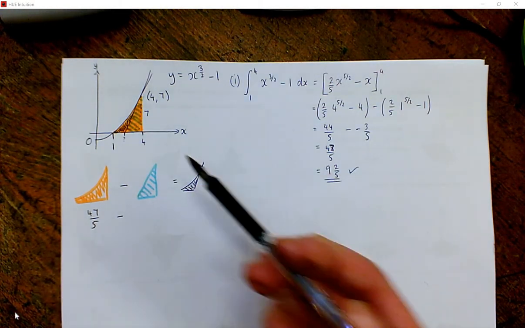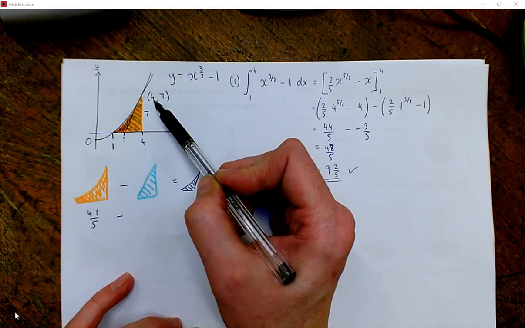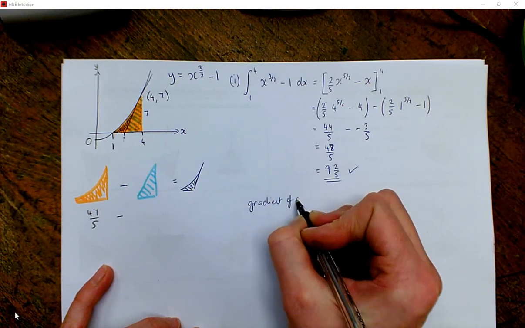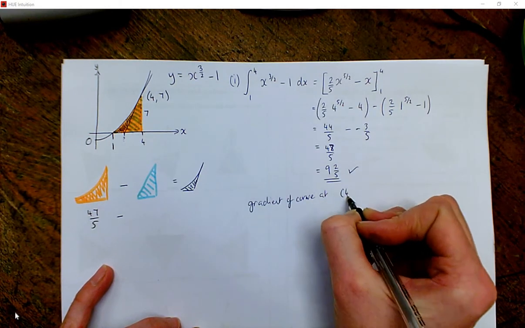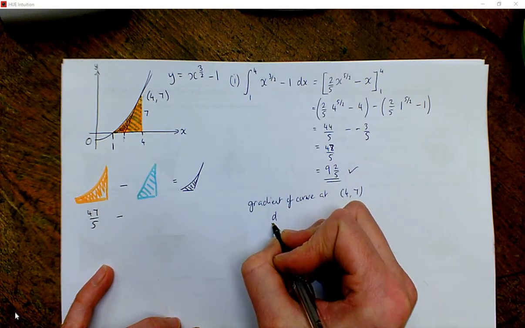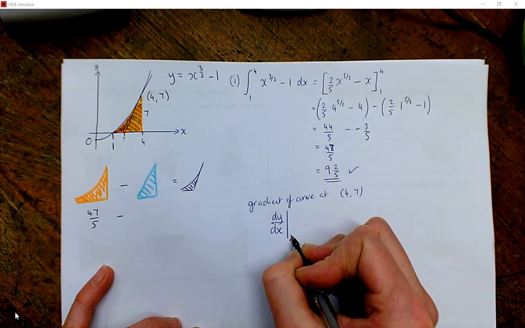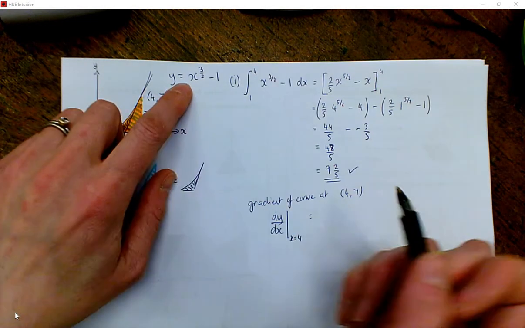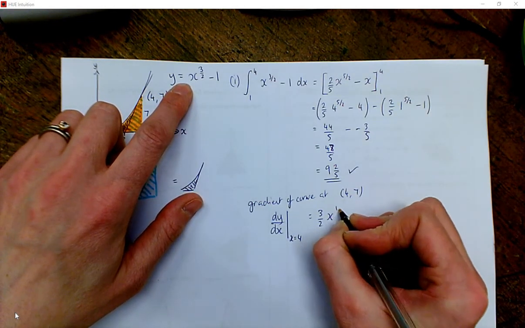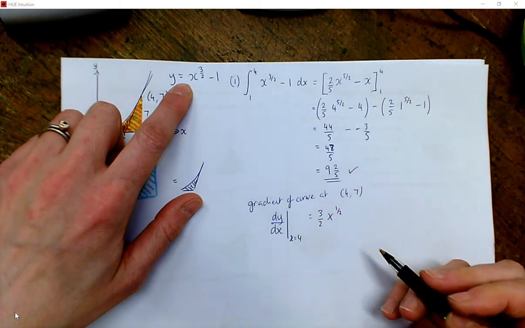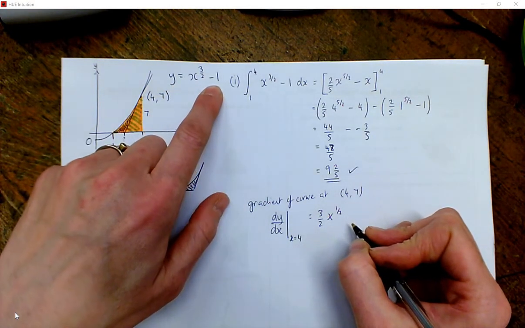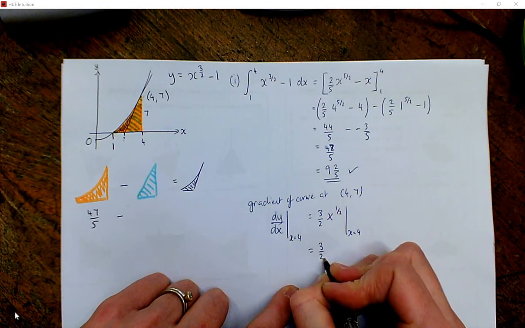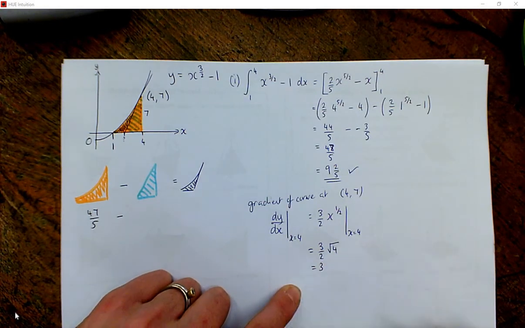So the triangle: we need the equation of the tangent. We've got the point, so we need the gradient. I want the gradient of the curve at (4, 7). So we want dy by dx when x is 4, and y is x to the 3 over 2 minus 1, so we bring the power down and reduce the power by 1. You have to be very careful not to mix up integration and differentiation. When we differentiate 1, we get 0. And we substitute in x is 4, so we've got 3 over 2 times the square root of 4, which gives us 3.